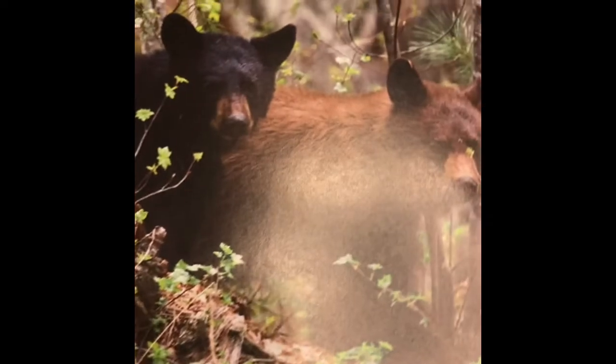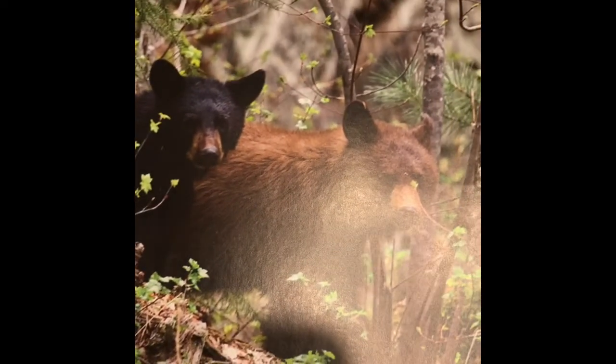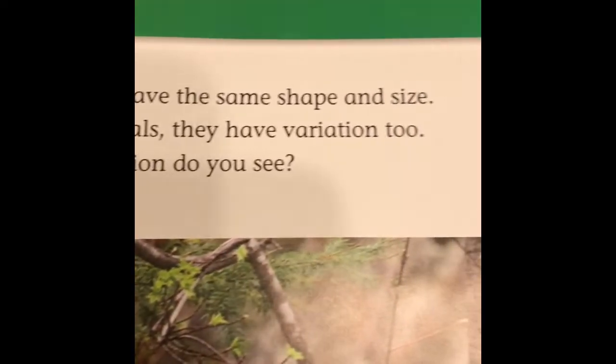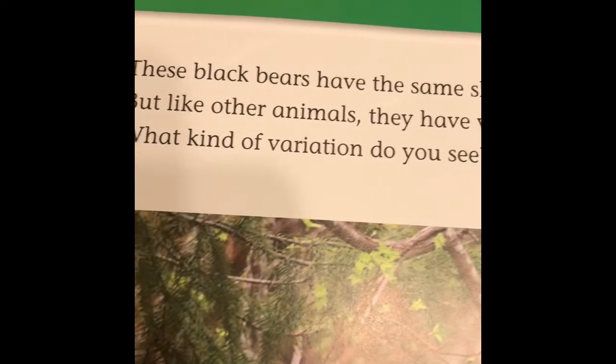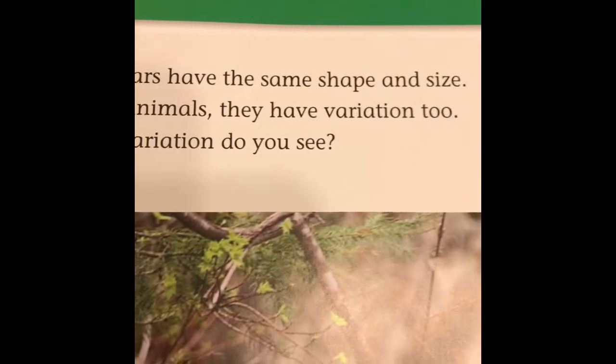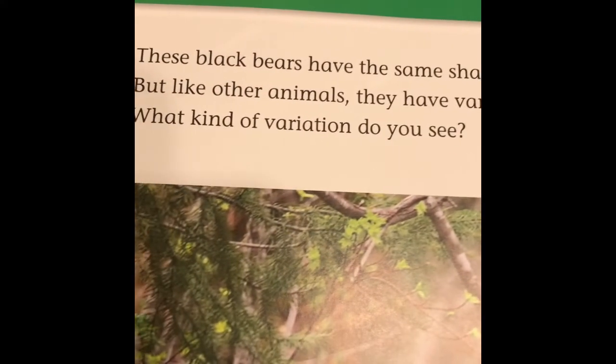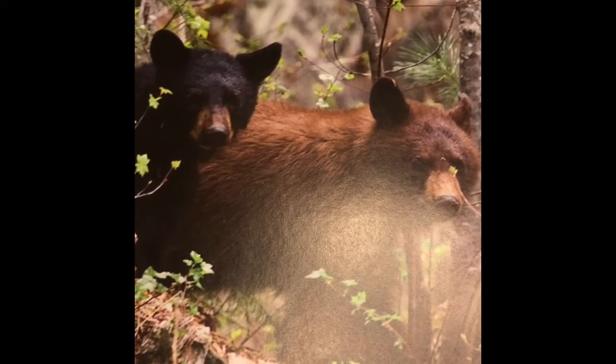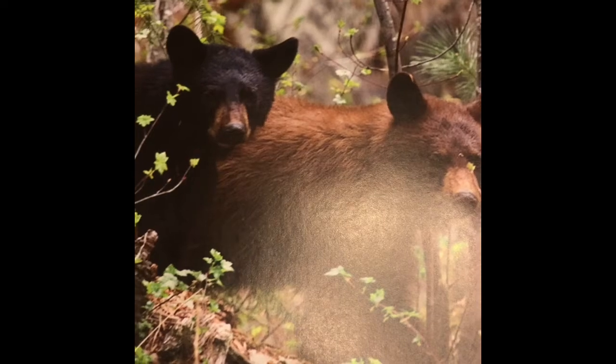Now you can look at these 2 bears on this page. And it says, these black bears have the same shape and size. But like other animals, they have variation too. What kind of variation do you see? I'll show the page again. You can see the picture. Take a look at that and see what variation you see.